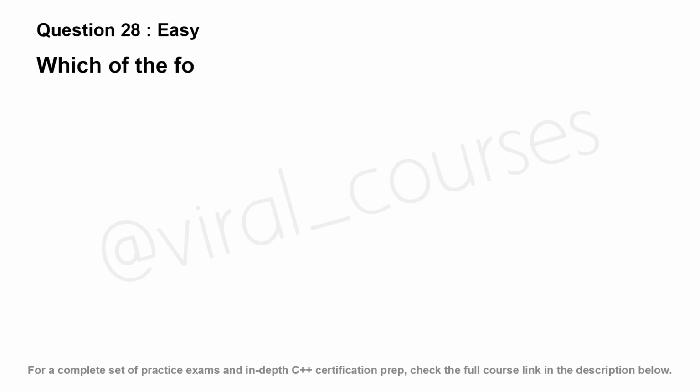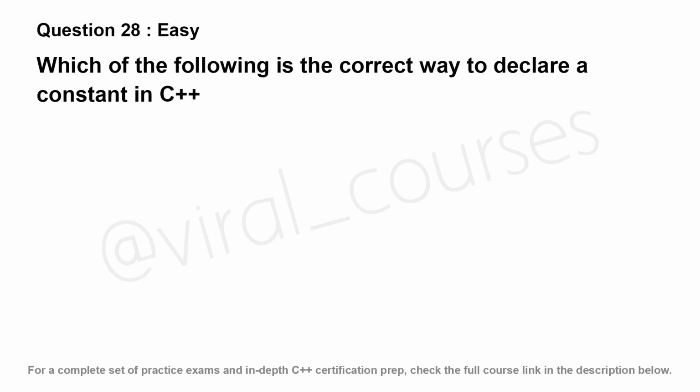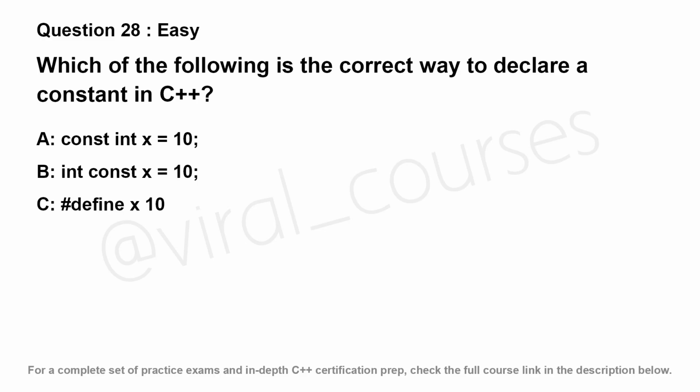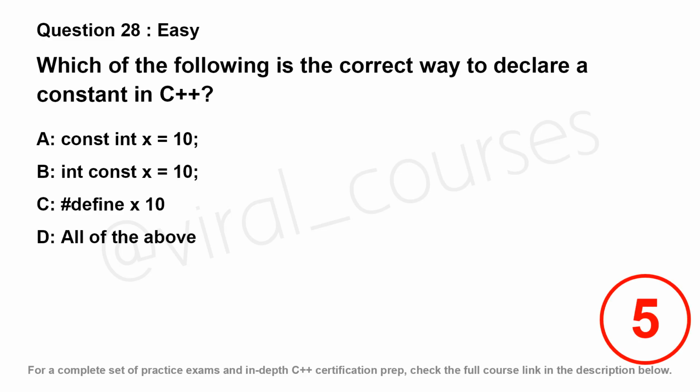Which of the following is the correct way to declare a constant in C++? Option A. const int x equals 10. Option B. int const x equals 10. Option C. hashtag define x 10. Option D. All of the above.